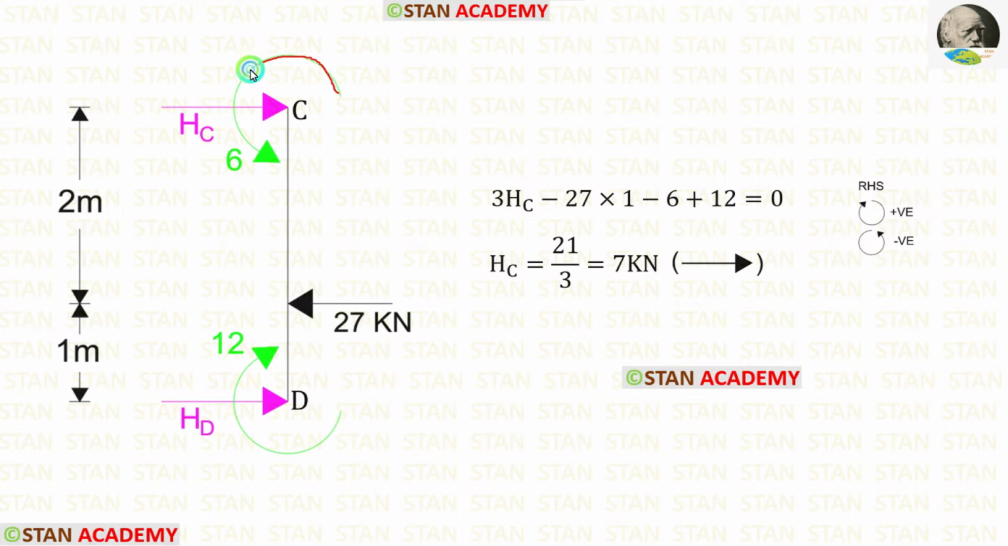This moment is acting in the anti-clockwise direction. So it will be negative. This moment is acting in the clockwise direction. So it will be positive. Finally, we are getting HC. HC should be acting towards the right side.